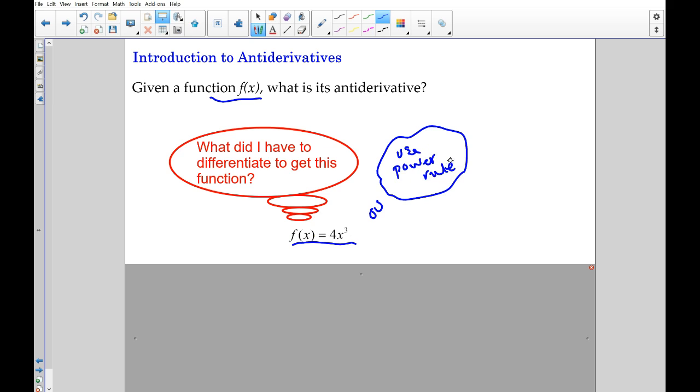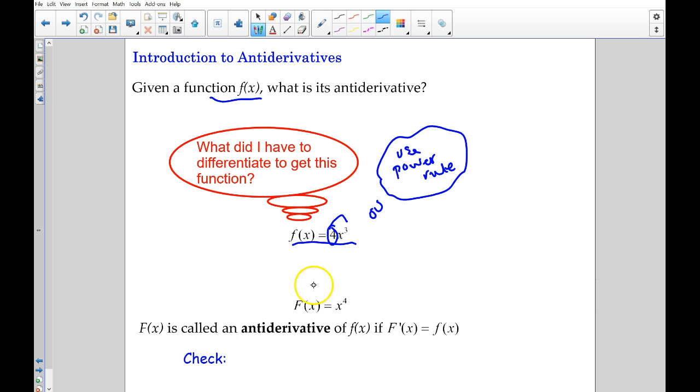And what that said was, I had to bring the exponent down in front as a coefficient of x and decrease the exponent by 1. So I think if I were to look at the antiderivative, it would just be x to the fourth in this scenario. In terms of notation, the antiderivative is typically denoted with an uppercase letter corresponding to whatever the function name was. So if we had a function g of t equal to something, then for the antiderivative we would just use the capital letter for that.